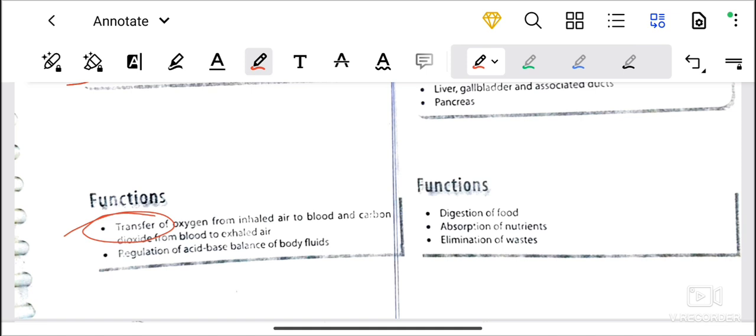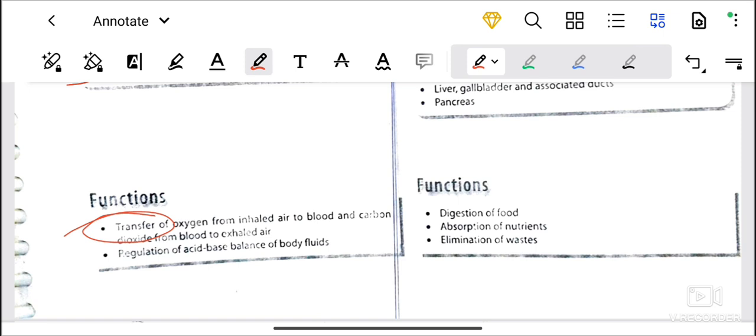Whenever we are inhaling, oxygen is carried to the blood. Whenever we are exhaling, that is relaxing, the carbon dioxide from the blood is excreted in the form of air.